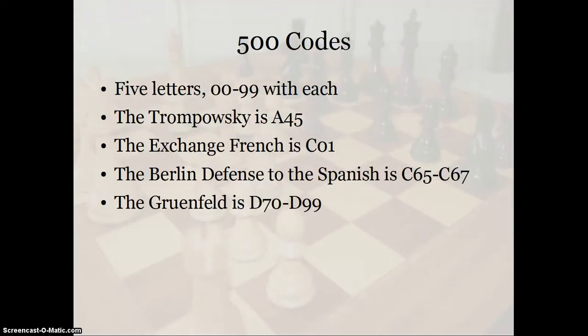There are 500 codes in the Encyclopedia of Chess Openings. Each of the 5 letters has 100 codes numbered 00 to 99. So for example, the Trompowsky attack is part of the A45 ECO code. The exchange French is part of the C01 code. The Berlin defense to the Spanish is C65 through C67. And of course, the most popular lines being played today are C67. The Grunfeld defense covers 30 ECO codes from D70 to D99.